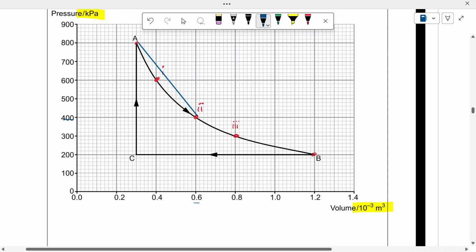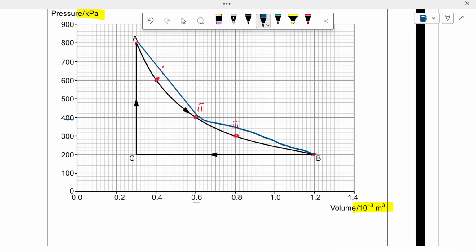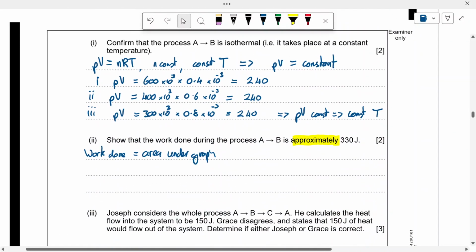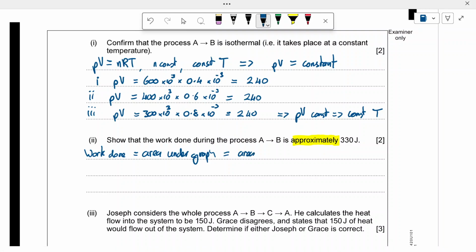As with most questions that involve a graph, I would recommend just drawing onto the graph, to illustrate what it is that you're doing. So work done equals area under graph, and in this case I'm going to do area A to 0.2 plus 0.2 to B. Area trapezium, so we'll use the formula for the area of a trapezium, which is base times the mean of the 2 sides.